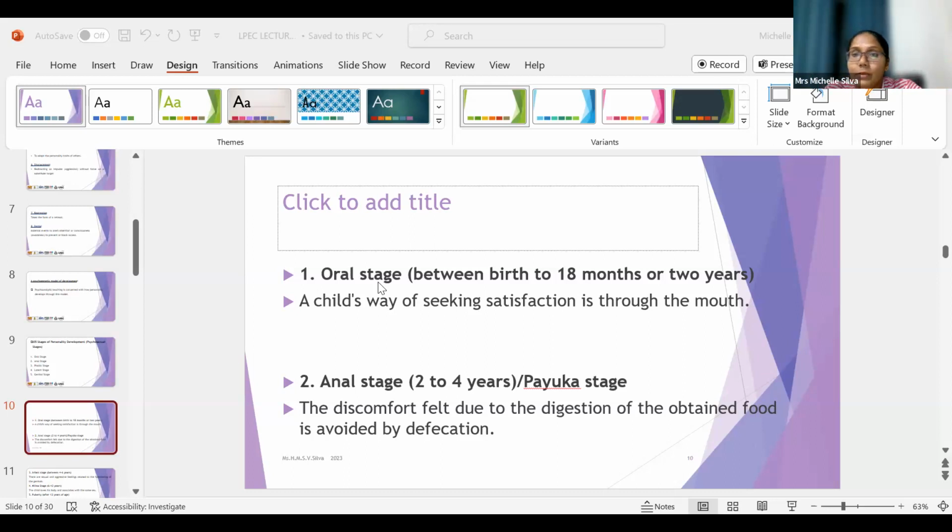push a child to release poop and piss as soon as they can. What we can do is provide reasonable time for them to do that task. We can get up, we can ask them to get up early in the morning, and we should provide sufficient time for them to release their poop and piss.